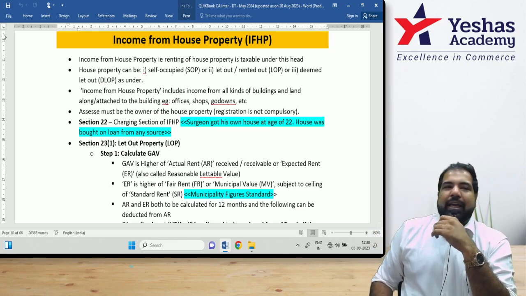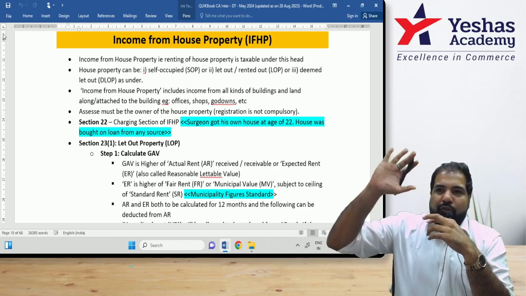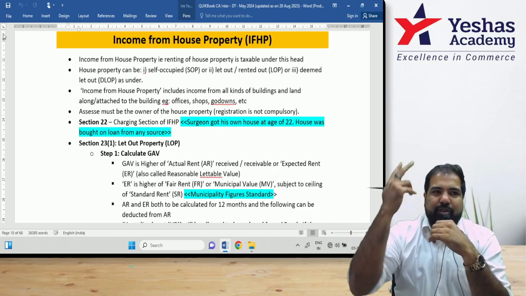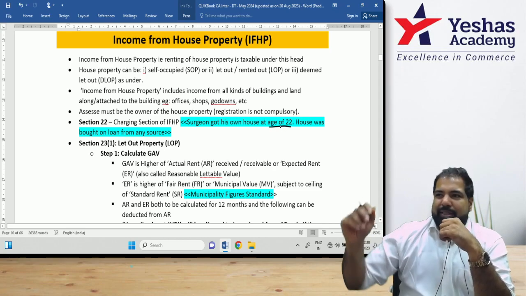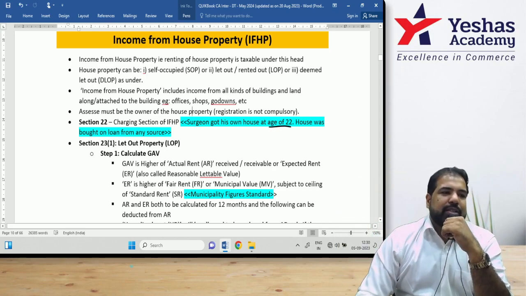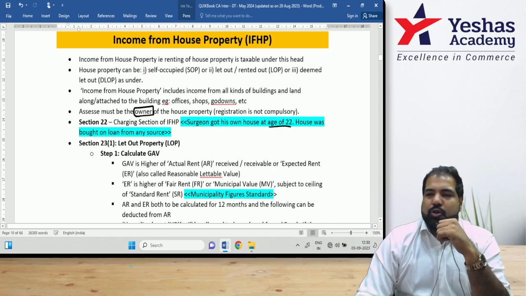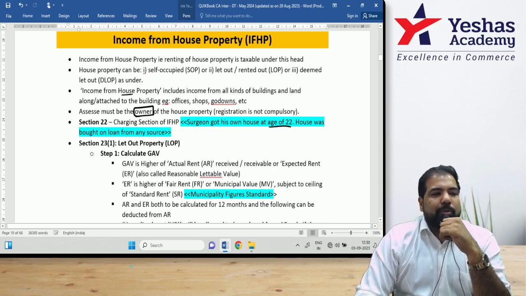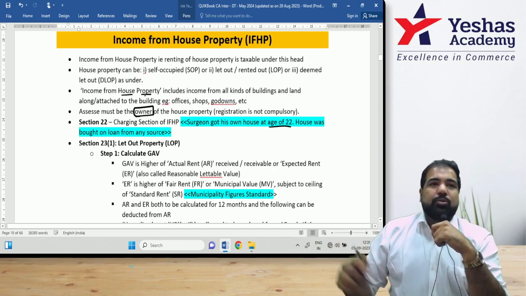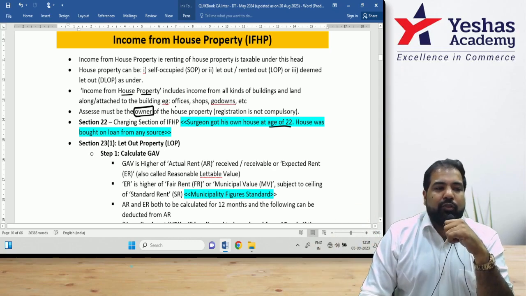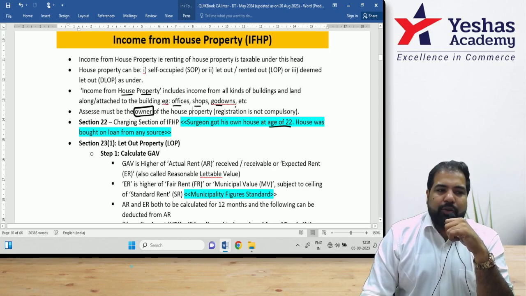Guys, how many heads of income do we have? Five heads of income. One of them is house property, which is the second one. This is basically section 22 and onwards. This is for the owner, if you are the owner of the house property. Guys, can you have a house property? Yes, when you rent it, you make some income and that's what is taxed. But the name is house property, but it applies even to renting of an office, shop, godown, etc.